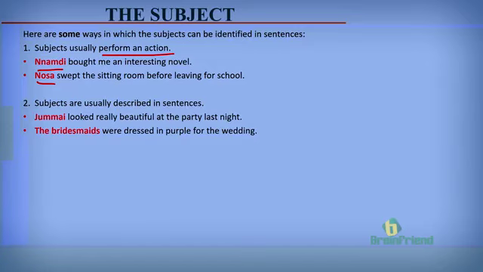In the first sentence here, what did Nnamdi do? What was the action? Nnamdi bought. In the second one, what did Nosa do? Nosa swept. So we find that the subject of a sentence usually performs an action. The second way to identify subjects is that they are usually described in sentences.